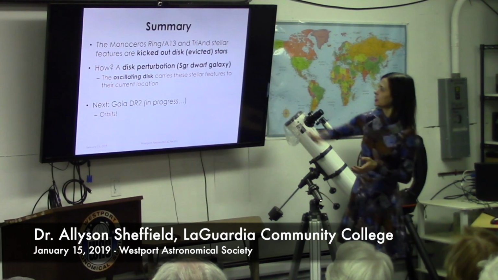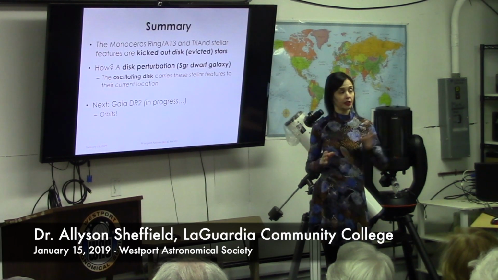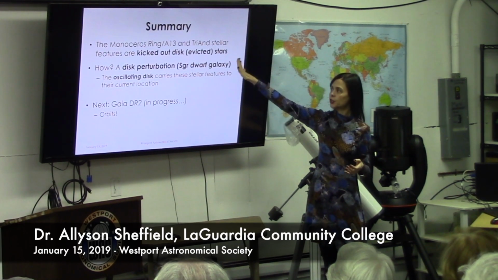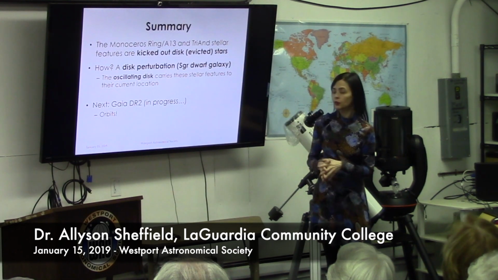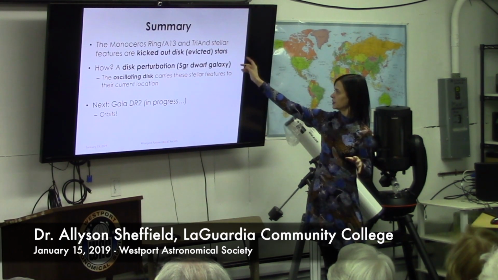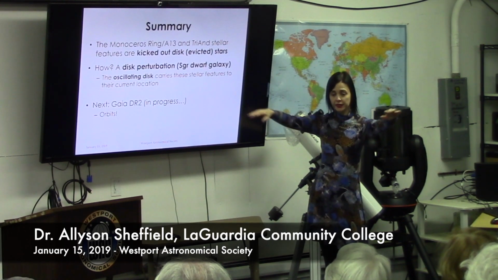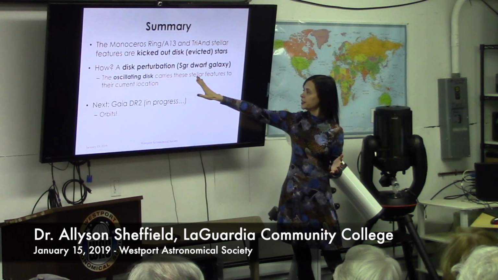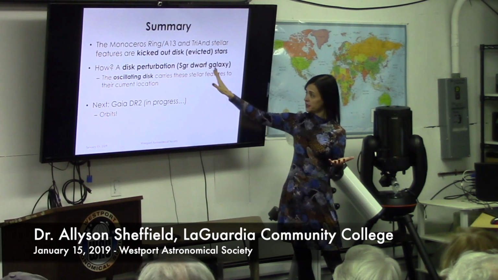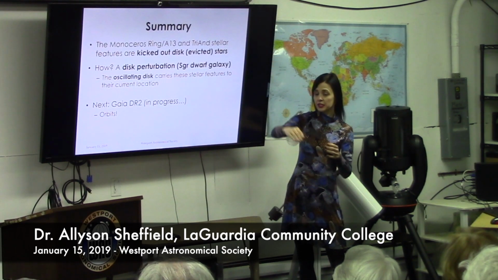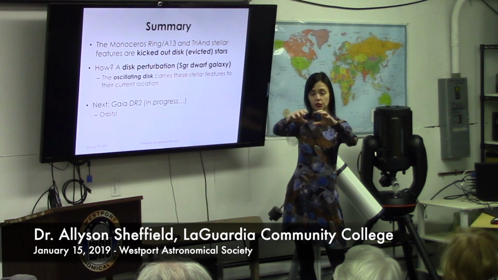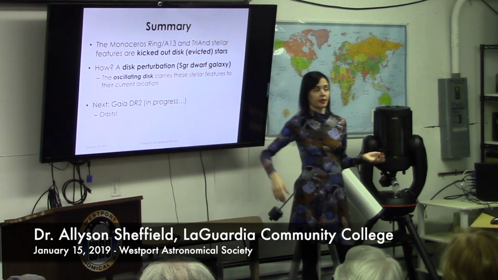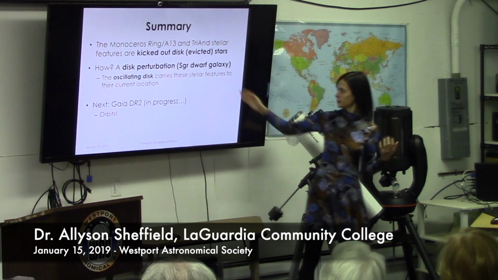So in summary, the Monoceros ring and A13, I showed how we showed that they're actually part of the same feature, and Triad are kicked out, so not space invaders, but evicted stars formed in the disk. Now they're at the outskirts of the disk halo interface. And how did this happen? A disk perturbation: Sagittarius plunged through the disk and set up the oscillations, so then these stars actually got moved into their current locations via the oscillation. They're kind of riding along with it, you can almost think of it that way.